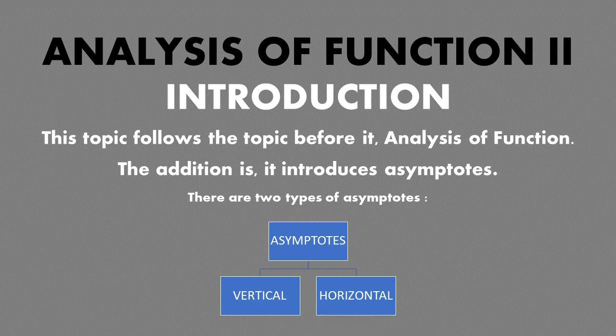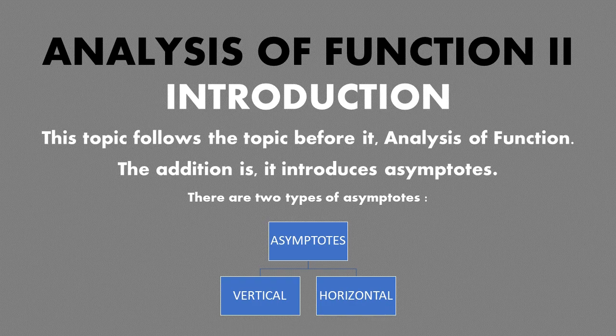The reason I say that this topic follows the topic before it, analysis of function, is because in analysis of function the second, we still do the same calculation from the start. We have to find the x-intercept and y-intercept, as we did before. We will also meet the same things: the intervals, the minimum points and maximum points, the critical points, and the concave up and concave down. The only difference for this topic is asymptotes.